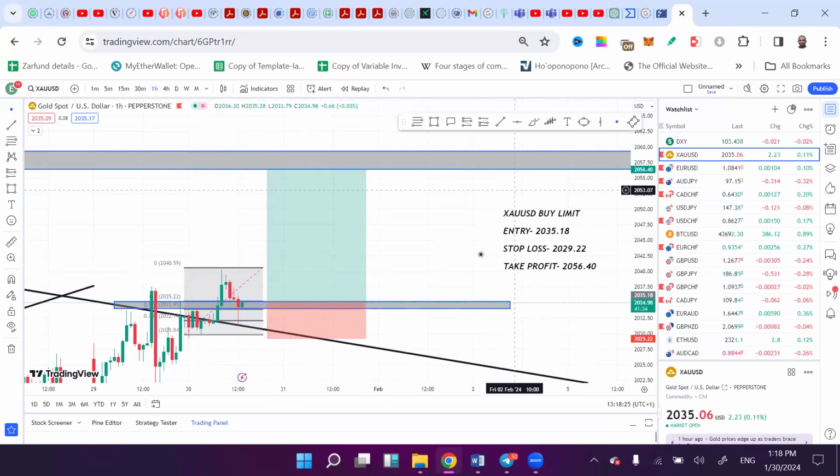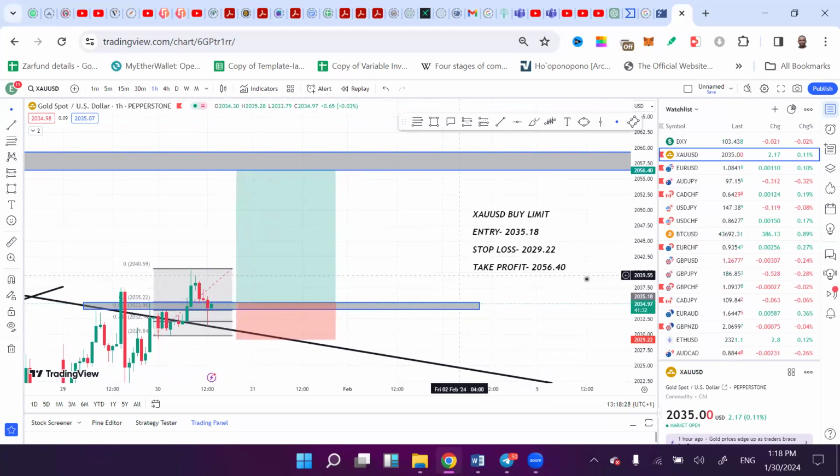And these parameters I said earlier today are still valid. Entry price is at $2,035. Stop loss is at $2,029 and take profit is at $2,056. But this trade was a buy limit at that time. So it's already triggered for those who entered, for those who saw this video and took it. They've already entered the trade.